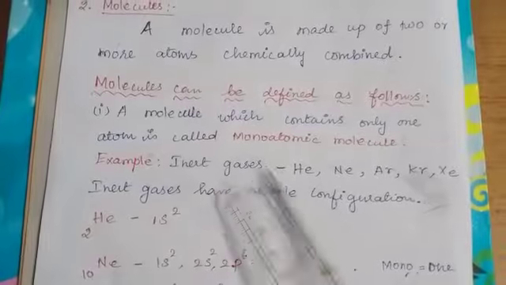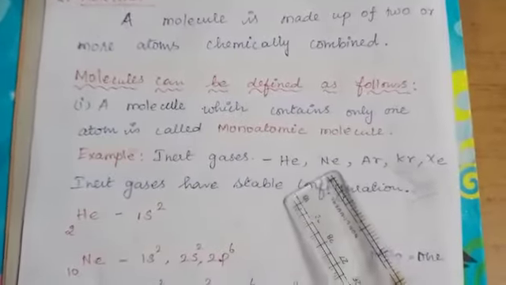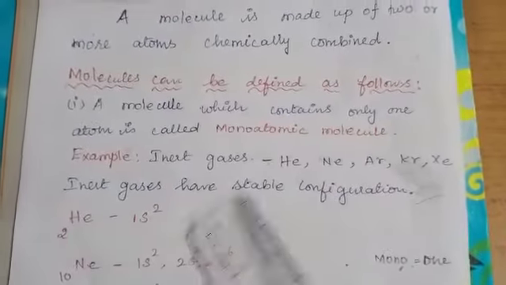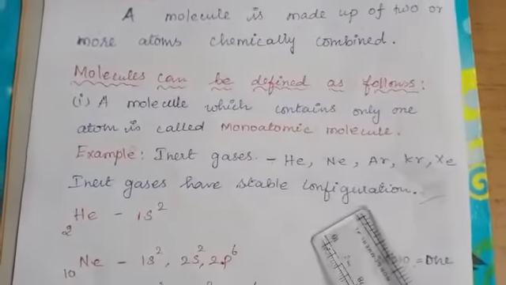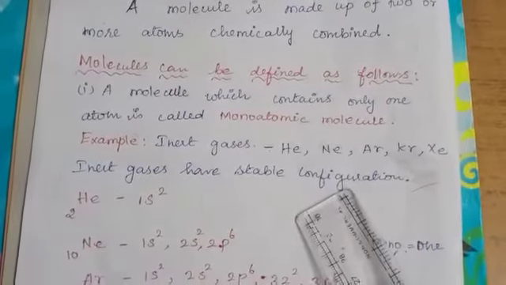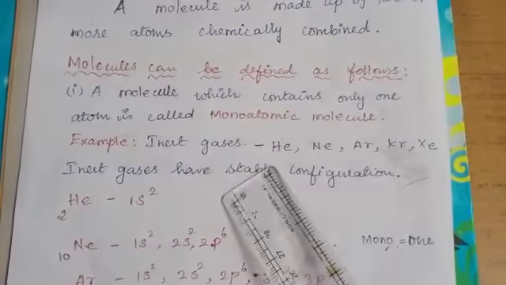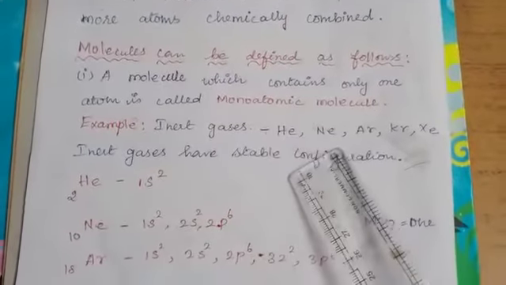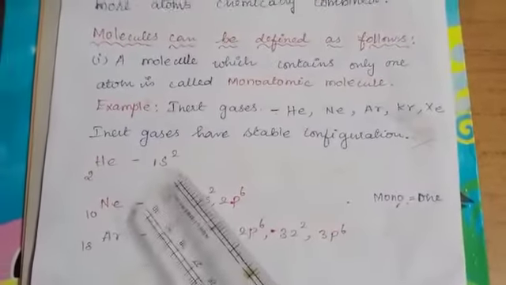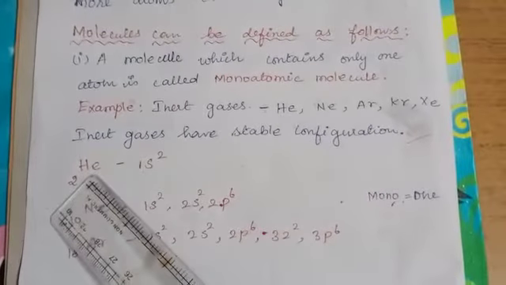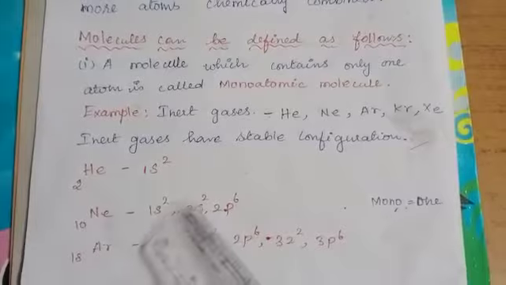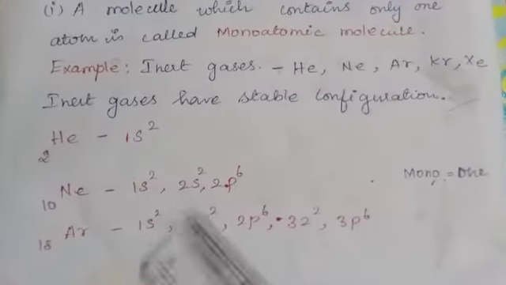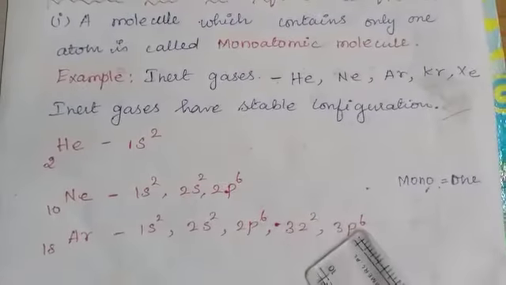For example, inert gases. They are helium, neon, argon, krypton and xenon, because inert gases have a stable configuration. What is stable configuration? These inert gases don't have the tendency to gain electrons or to lose electrons. You can see the electronic configuration of inert gases: helium 1s2, neon 1s2, 2s2, 2p6, and the electronic configuration of argon is 1s2, 2s2, 2p6, 3s2 and 3p6.